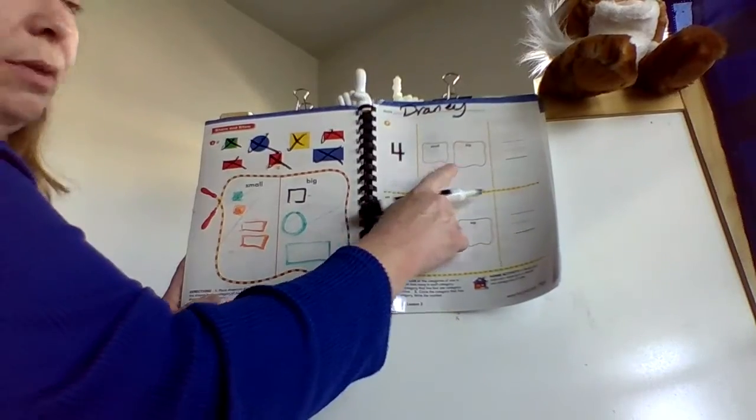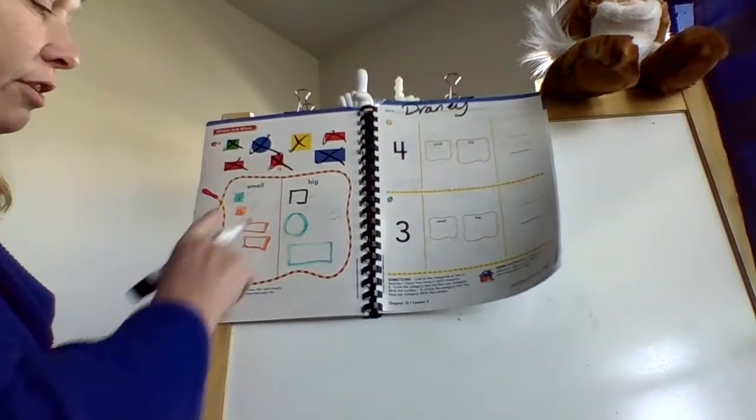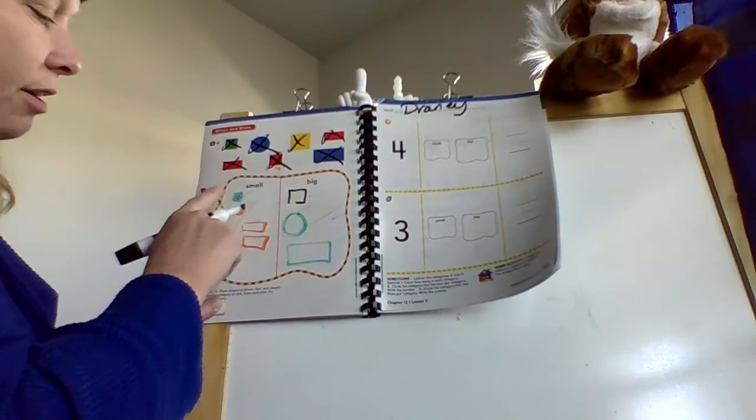Look, that square's small, that square's big. We're going to count our shapes. We're going to look at small first. Go to small. How many smalls are there? Count them.